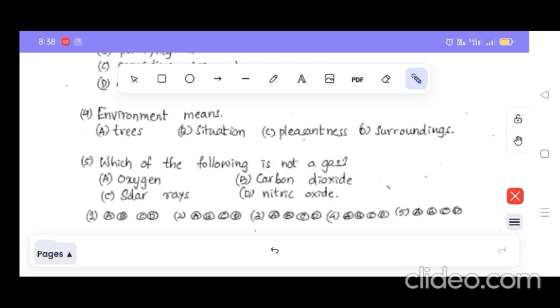And the last question: which of the following is not a gas? Yes, solar rays is not a gas. Oxygen is a gas, carbon dioxide is a gas, nitric oxide is a gas. All these three, oxygen, carbon dioxide, and nitric oxide, are in the air, the atmosphere. Solar rays are rays which we cannot call a gas. Option C is the answer. Very good, my dear students, you have participated well in the passage. This is about passage number 1, what we have discussed today.